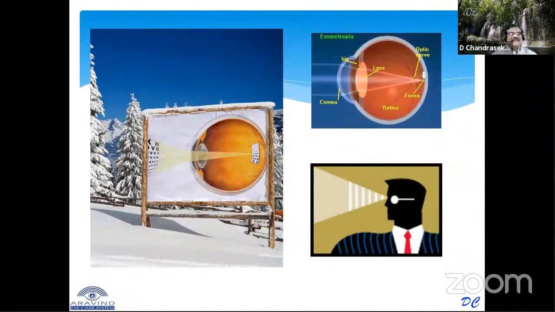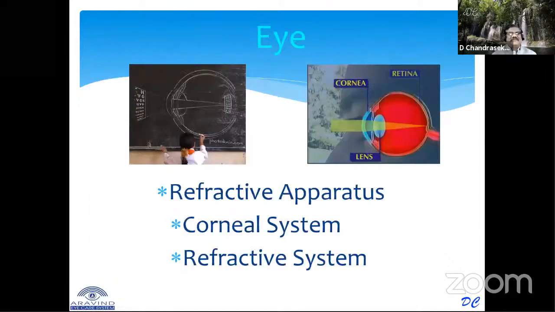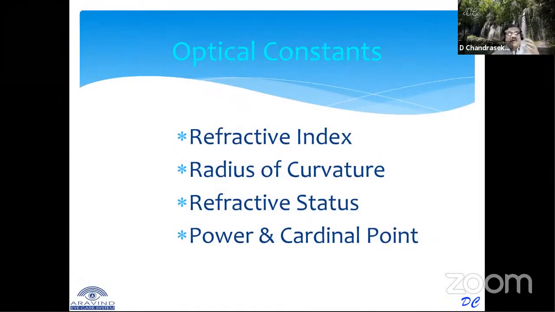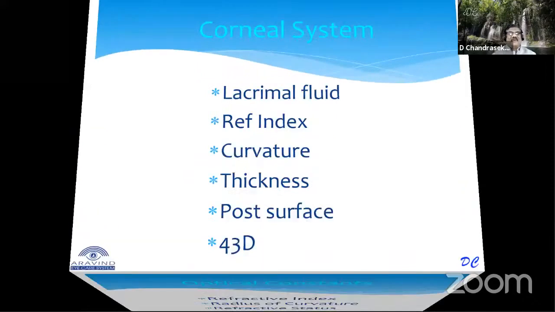You all know it is like a camera, especially the new PGs. The image is inverted and it is taken back to the back of the brain, the occipital cortex. So we are not going into all that. We are more bothered about what is the refractive apparatus in this particular talk. So there is the corneal system and the refractive system, the lenticular system. So there are different constants like refractive index, curvature, refractive status, and the various power and cardinal points.